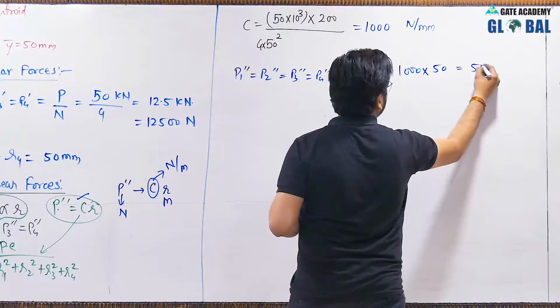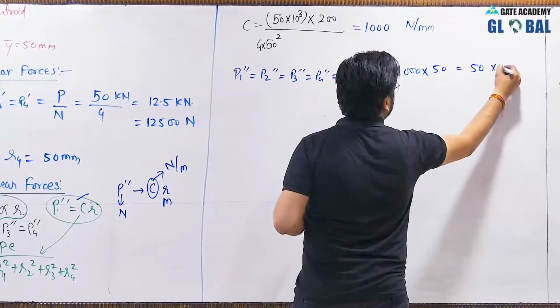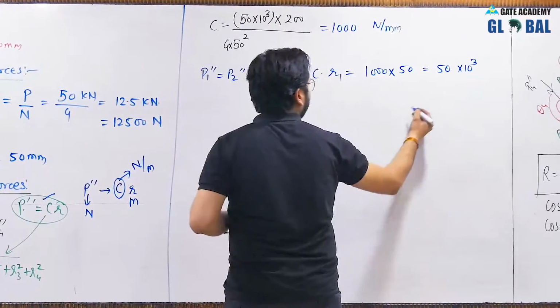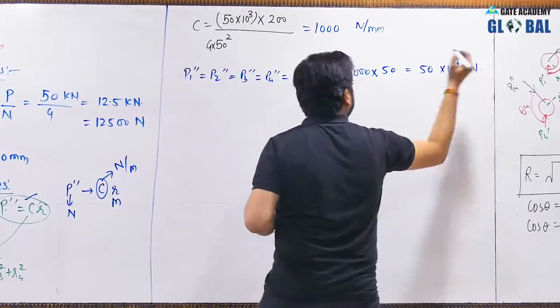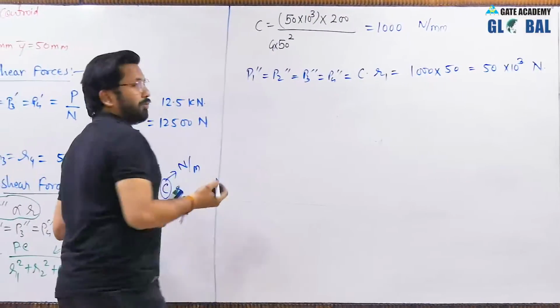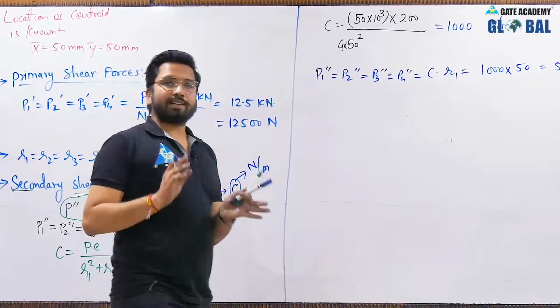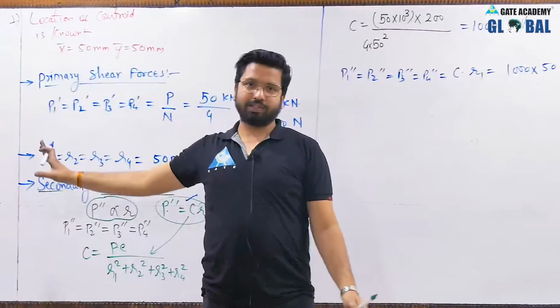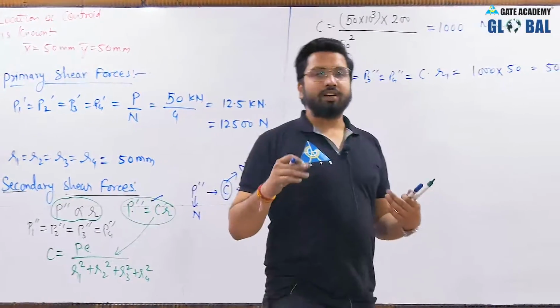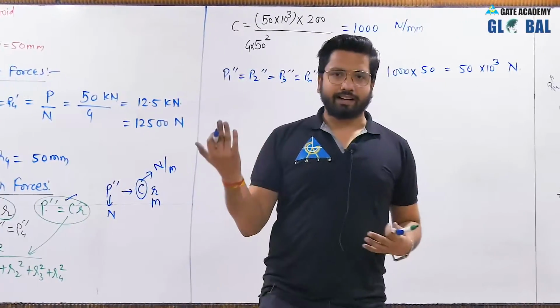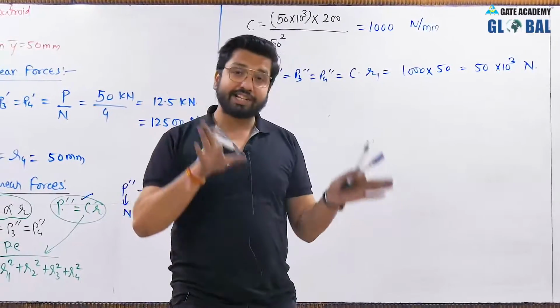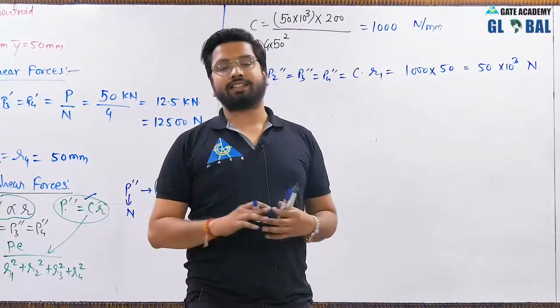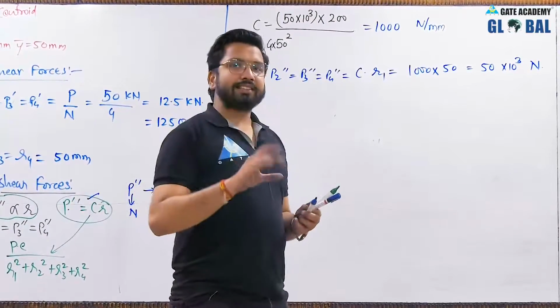So this is coming out to be 50 into 10 raised to power 3, okay. So this much secondary shear force will be there, okay. Don't get surprised because it has exactly the same magnitude as that of the external force. Many times the student will feel that the answer is wrong and will check it again, okay. It is not like that, the secondary shear force may be higher than the external force, okay. So this is the fact.